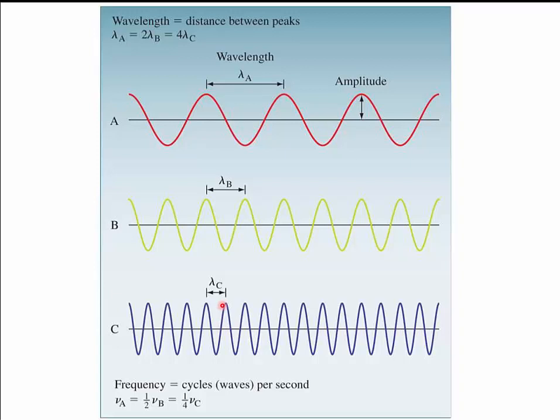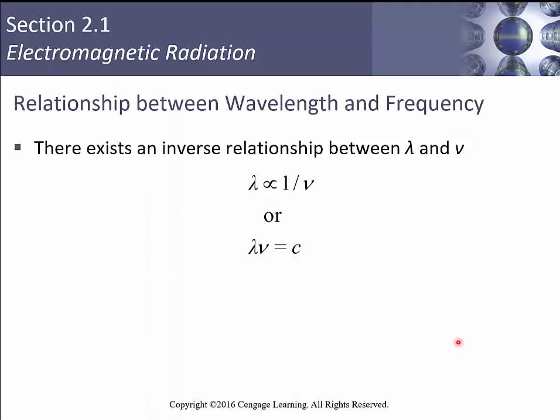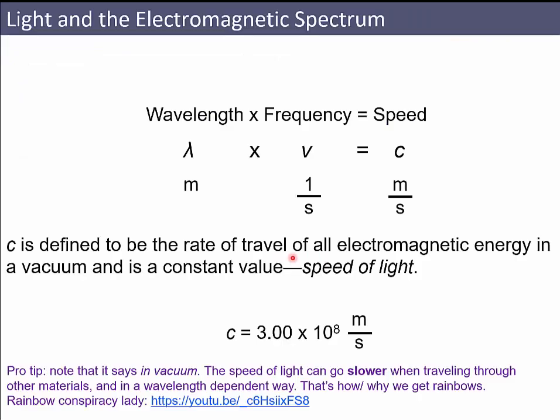And we'll find out in a second, too, that those are also related to the energy, where red is low energy and blue is going to be higher energy. There is an inverse relationship between lambda and nu. So lambda is equal to 1 over nu, or you could say that nu times lambda is equal to c. So c here is going to be the speed of that wave.